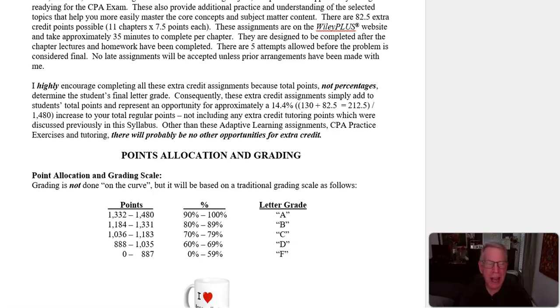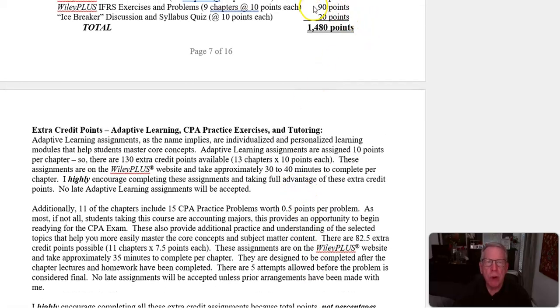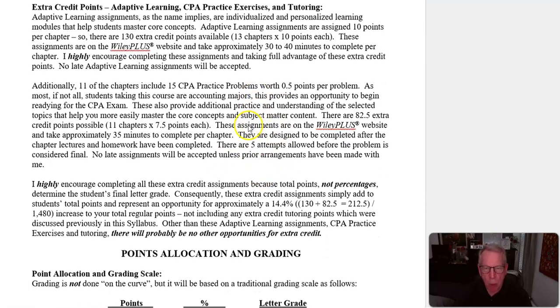Hi everybody, and welcome back to our second video on our syllabus for Accounting 205 Intermediate Accounting. When we left off, we were looking at our regular points. Just a quick review, our regular points total 480, but there are several opportunities for extra credit points.